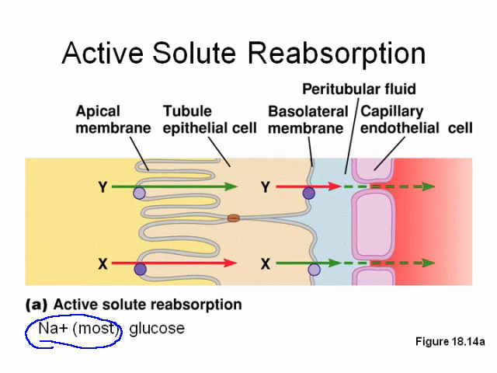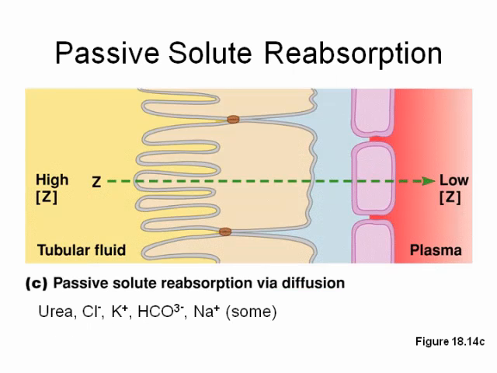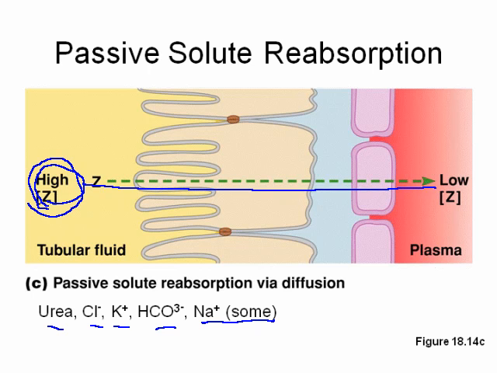And most of the sodium that got filtered out does get reabsorbed here in the proximal convoluted tubule by active reabsorption, and glucose as well. All of the glucose gets reabsorbed. In addition to active reabsorption, there is passive reabsorption. And in this case, we have a high concentration of substances. These substances are urea, chloride, potassium, bicarbonate, and some of the sodium. Remember, most of it was absorbed actively already. There is some passive absorption. That's just substances moving down their concentration gradient.